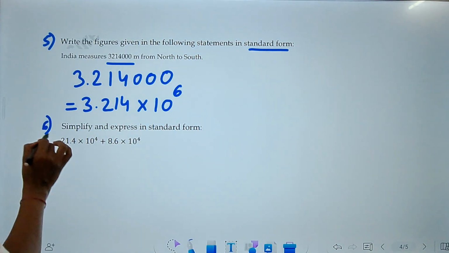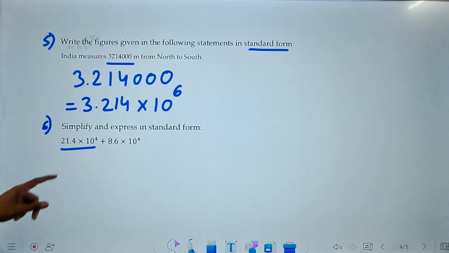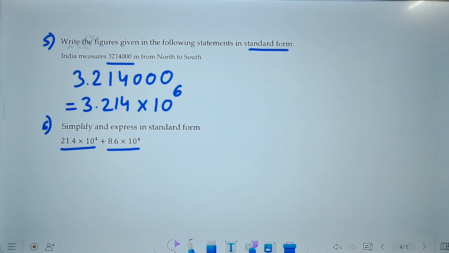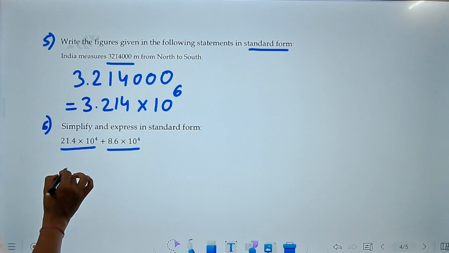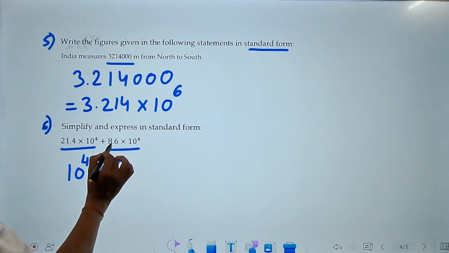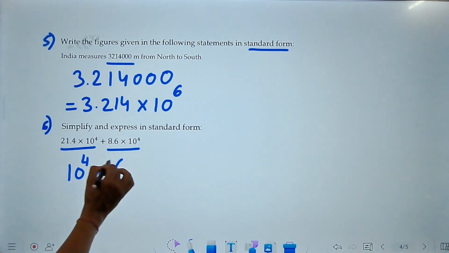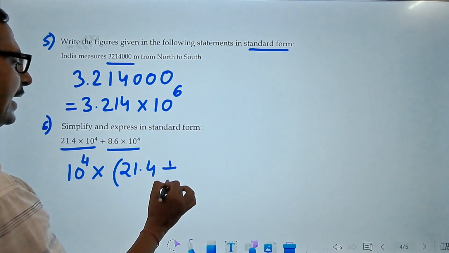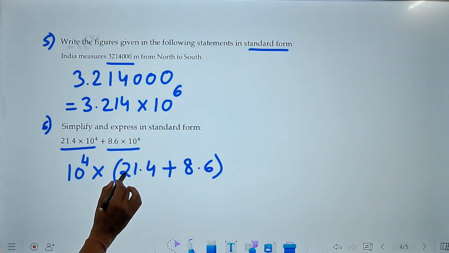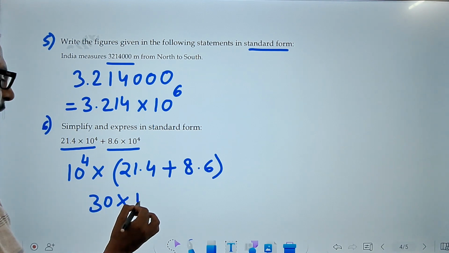Let's have the final question. Simplify and express in standard form. So here you have two terms, 21.4 times 10 raised to power 4 and 8.6 times 10 raised to power 4. So can you see that 10 raised to power 4 is a common factor in both the first part and the second part, because the exponent is exactly the same. So you have 21.4 here and then add what? 8.6 in the second part. So just add these two, you get 30. This is exactly 30 times 10 raised to power 4.